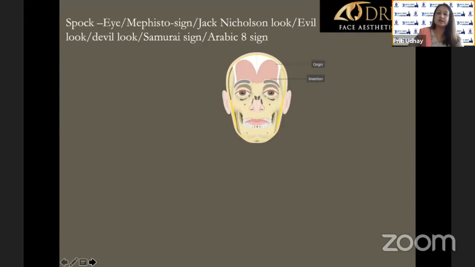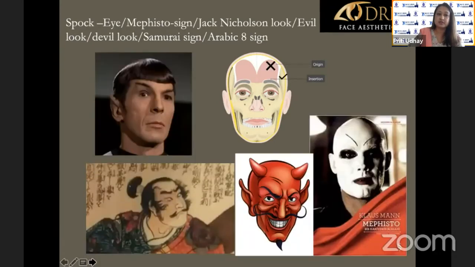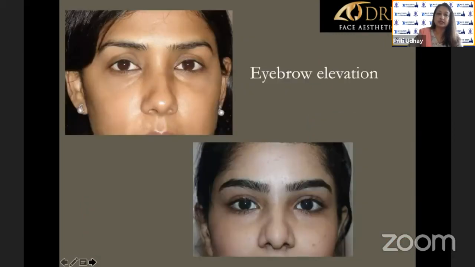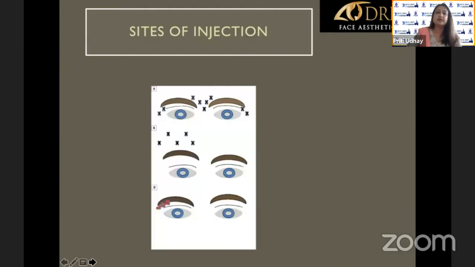But sometimes in some patients, they have fibers even lateral to the temporal fusion line. In that case, they can have this kind of a Spock appearance after injection. And these patients need a very low dose, even lateral to the temporal fusion line, to prevent this kind of a Spock appearance. Now, another indication of Botox is eyebrow elevation.